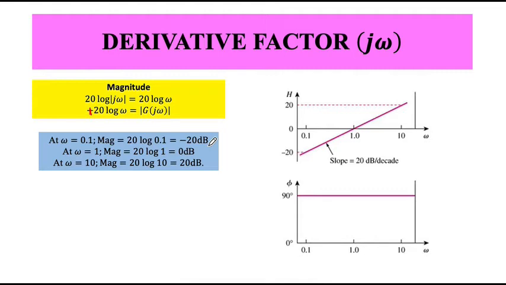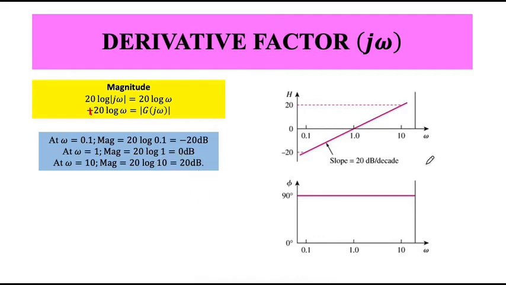Okay, it will not be minus anymore, this is the plus here. So at 0.1 this would be minus 20 dB. Now at omega equals 1, log 1 is 0, so it will be 0. Similarly, omega equals 10, the magnitude of 20 log 10 is positive 20 dB.